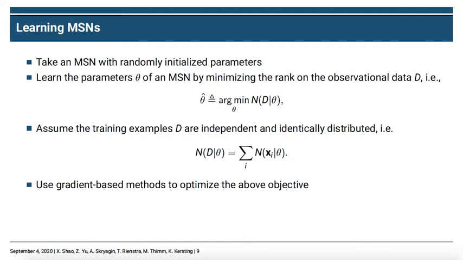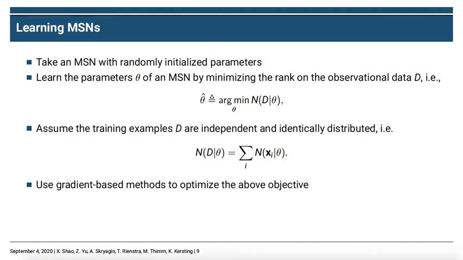So in order to learn an MSN automatically from data, we first take an MSN with random structure and random weights. From a machine learning perspective, the problem is then to find the parameters of the model using independent samples from the distribution. That is, we are searching for the parameters that make the overall rank of the observed data on this assumed network minimum. And this corresponds to maximum likelihood estimation, MLE, in statistical inference.